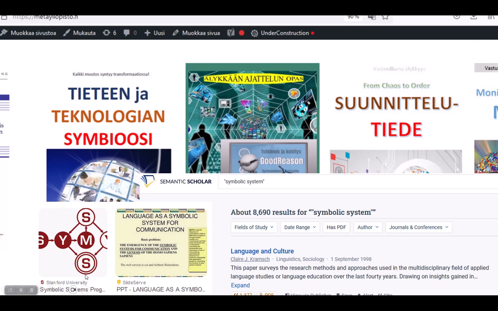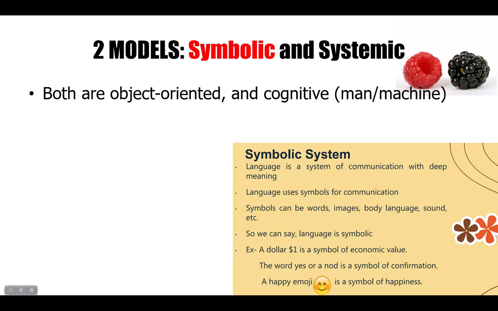And this is a snapshot about Stanford University. Symbolic system faculty team. It's a common topic for 7 faculties in this university, which is very famous. The symbolic system is a language, as we can see here. Symbols can be words, images, body language, sound, etc. Every kind of expression of anything. They are symbols.